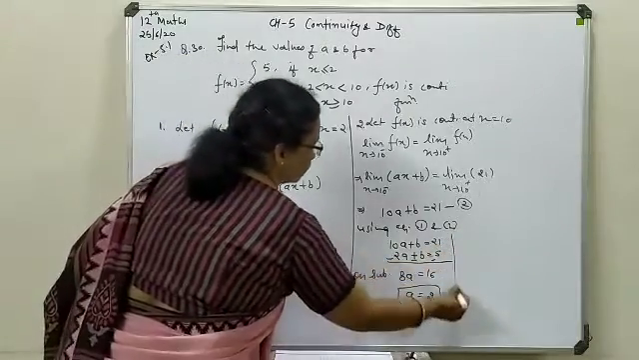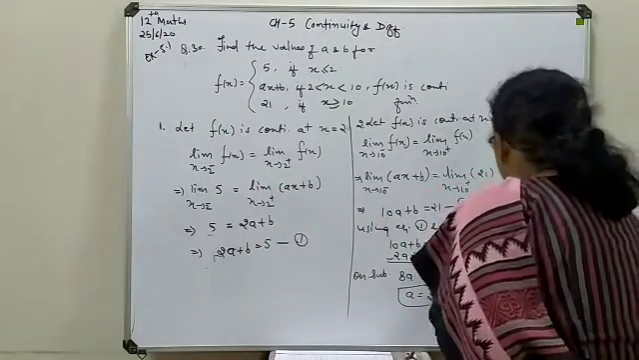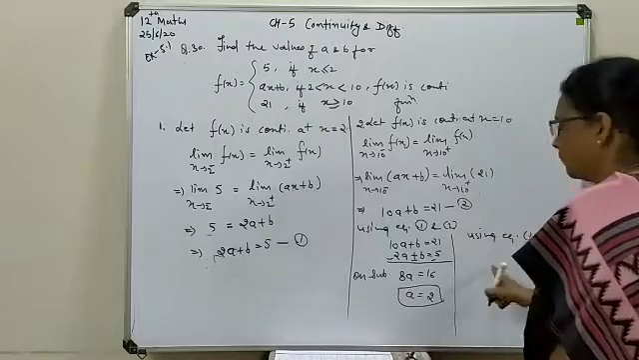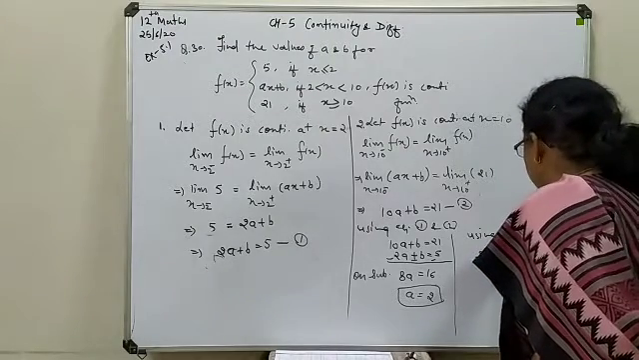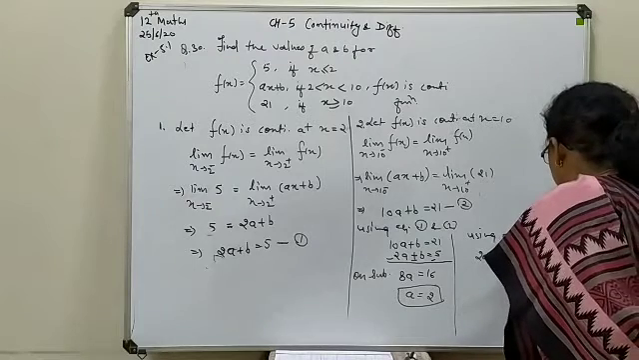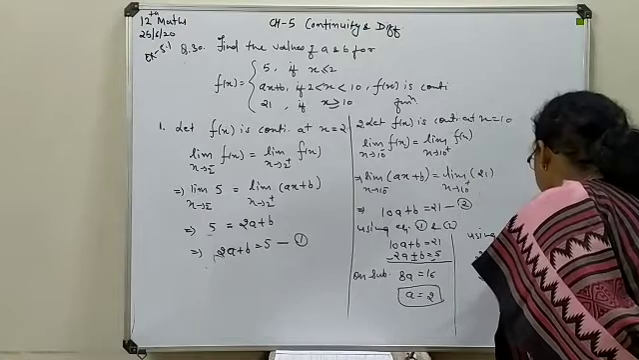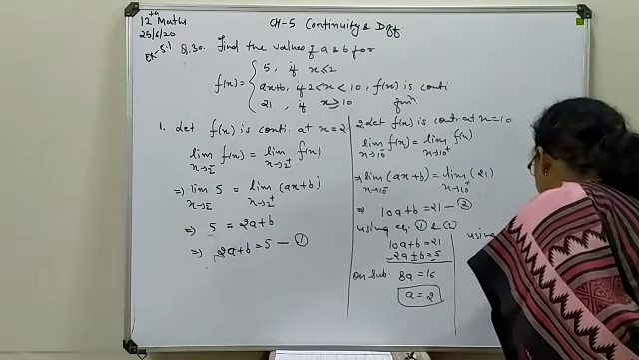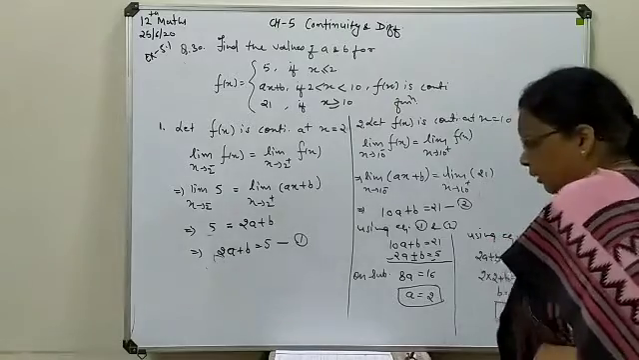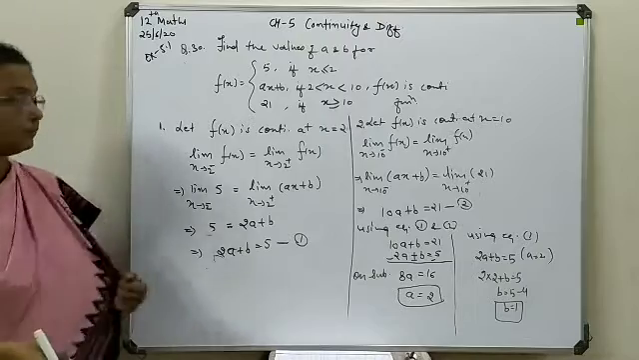So further, using equation 1, 2a plus b is equal to 5. Here a you will substitute as 2. So 2 into 2 plus b is 5. b will be 5 minus 4, meaning 1. So this way these two unknown quantities are to be evaluated.